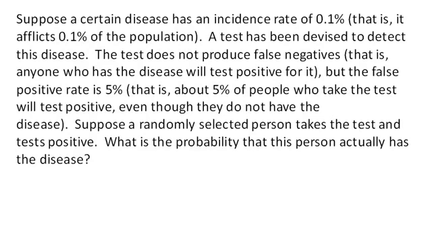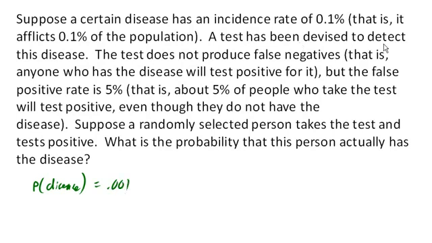So now we're going to look at a sort of more complicated testing situation, and this one fouls doctors up, so we'll walk our way through this. So suppose a certain disease has an incidence rate of 0.1%, that is, it afflicts 0.1% of the population. In other words, the probability of having this disease is 0.001, 0.1%.